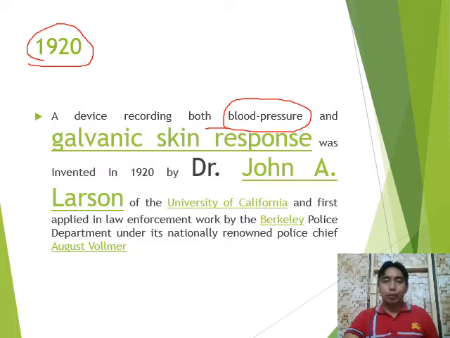and known to be the first instrument used in law enforcement. So Larson's polygraph, as I've said, was measuring only blood pressure and skin resistance, but at least it's the first time that polygraph was used in law enforcement.